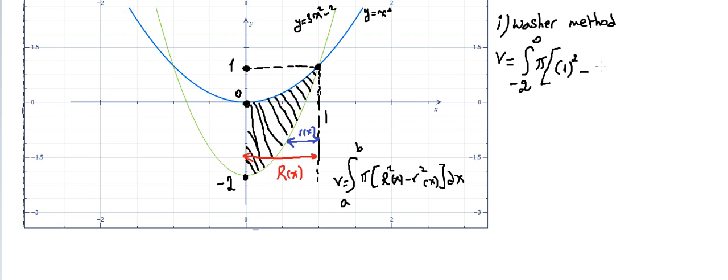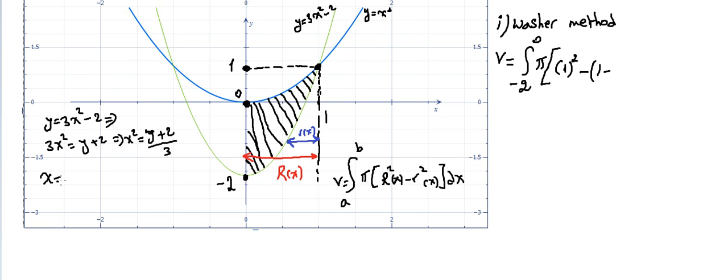What is this curve? y equals 3x squared minus 2. If we take x as a function of y, 3x squared equals y plus 2. This means x squared equals (y plus 2) divided by 3, so x equals plus or minus the radical of (y plus 2) over 3. We took only the plus, because I'm talking about the part of the curve to the right of the y-axis, so it is the positive part. The other part is the negative part, so we are not talking about that.